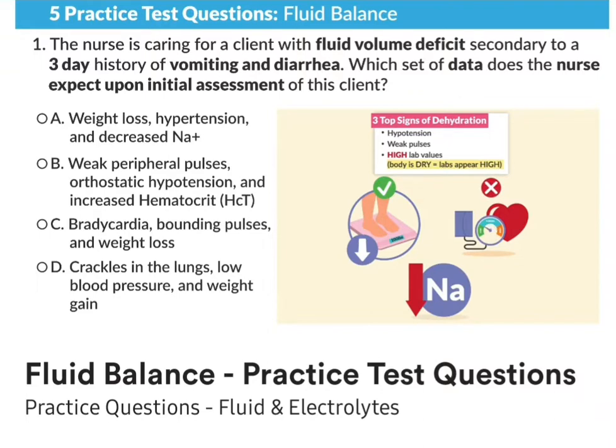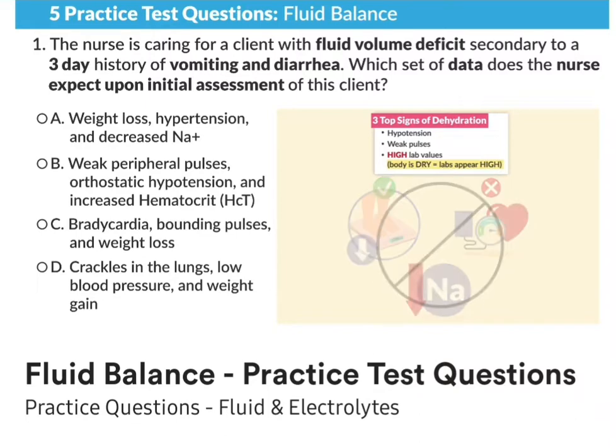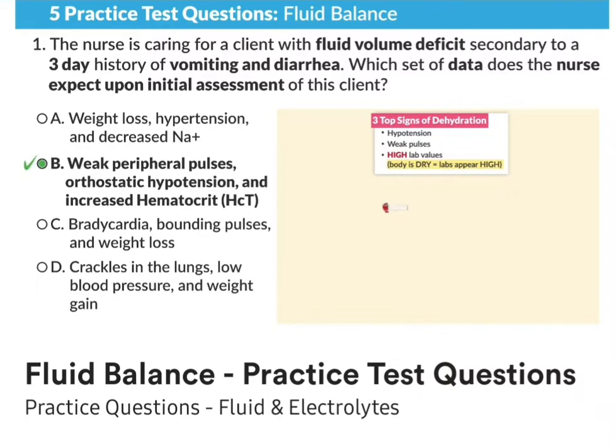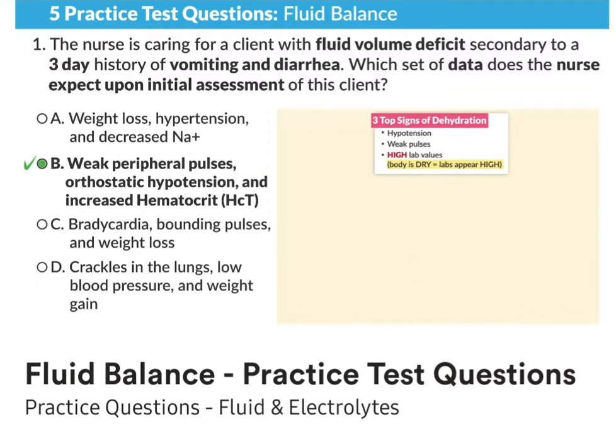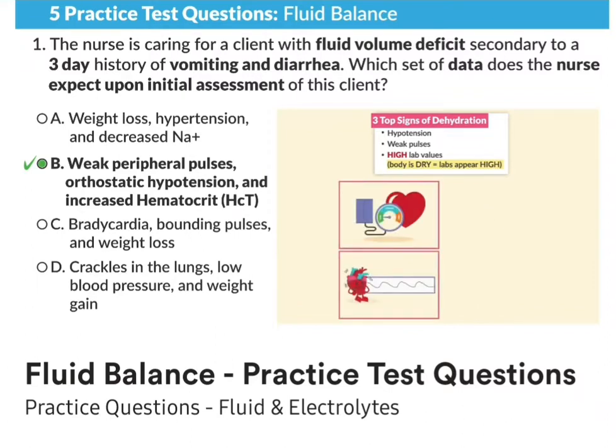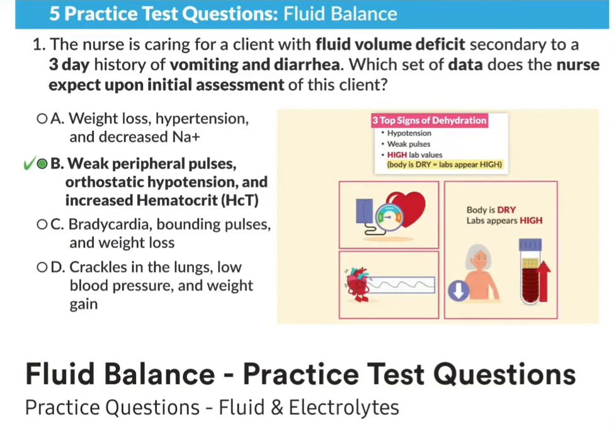It should be hypotension. And remember, if one part of the answer is wrong, well, then the whole answer option is wrong. Now, B is correct. Weak peripheral pulses, orthostatic hypotension, that low blood pressure, and increased hematocrit. Yes, this is perfect. Once again, the top 3 signs of dehydration are hypotension, those weak pulses, and high lab values. So once again, when the body is dry, just think the labs appear high.